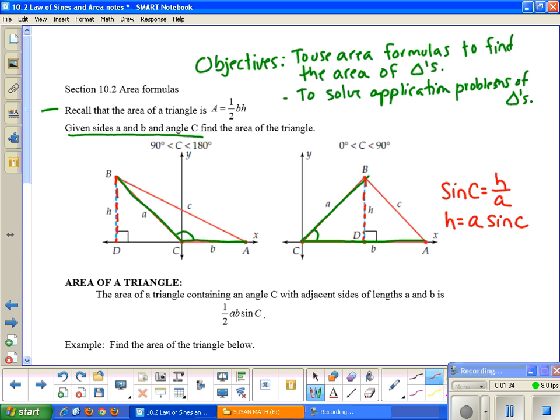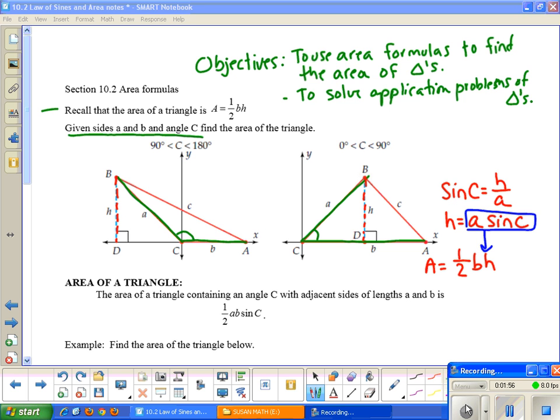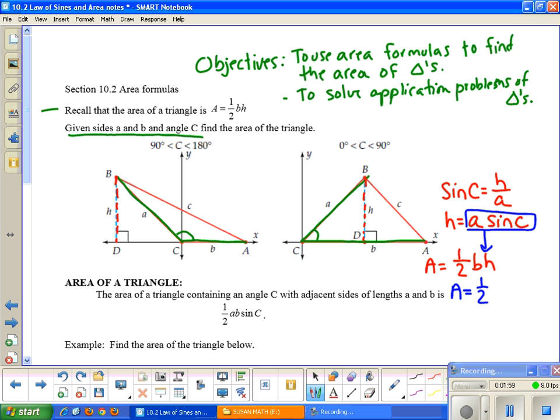My original equation is the area is equal to 1/2 base times the height, and now we're saying that the height is equal to A times the sine of C. So I'm going to plug that into my equation. The area would be equal to 1/2 the base, which we're calling length B, times the height, which is A times the sine of C. If you're given a side, angle, and a side, and it's always the included angle, you can find the area by doing 1/2 times the two sides and the sine of the given angle.